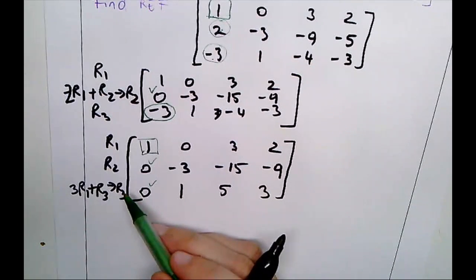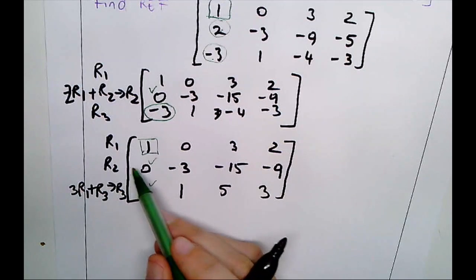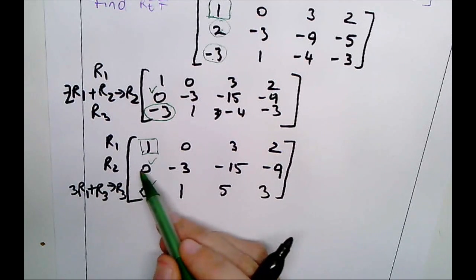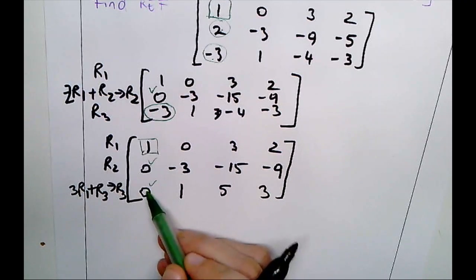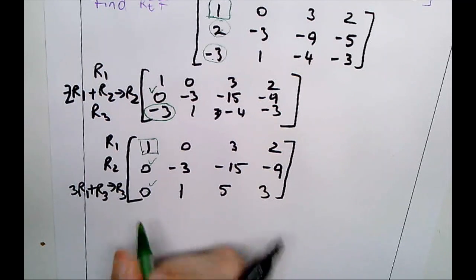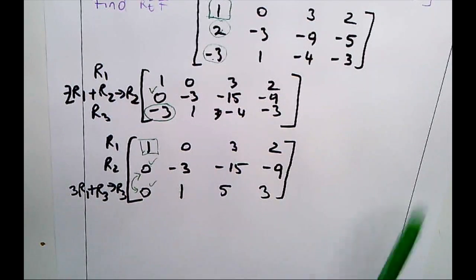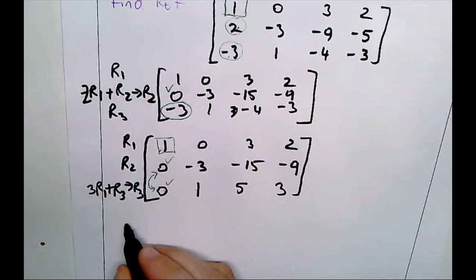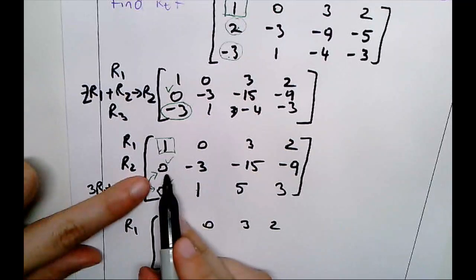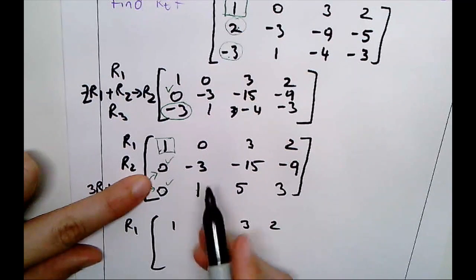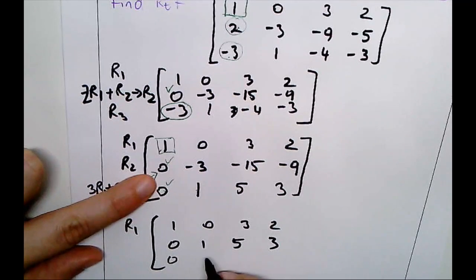Next, what is my leading entry in row 2? Notice that the first non-zero is negative 3, but this one is a 1. So I can make this a 1 by swapping row 2 and row 3. So row 1 is 1, 0, 3, 2. And then instead of row 2, I'm going to write row 3. And then row 2 is row 3 now.